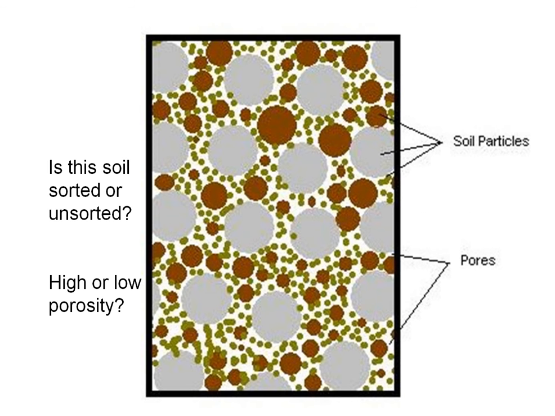Let's show you how this works. This is an unsorted soil. We've got some big, some not so big, some smaller, and some very small. There are holes in between them, but they're very small. There's not much porosity here. It's a low porosity because all of these particles fill in the gaps between the larger pieces.